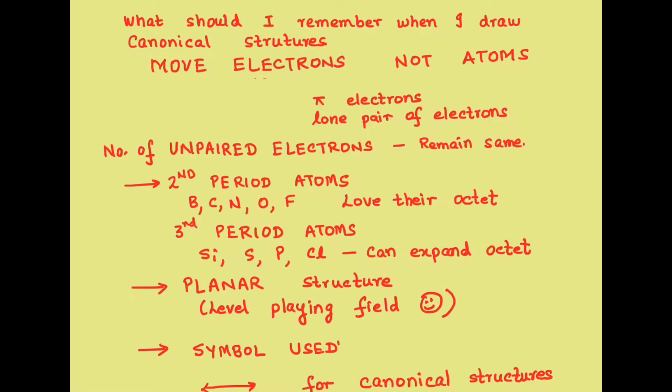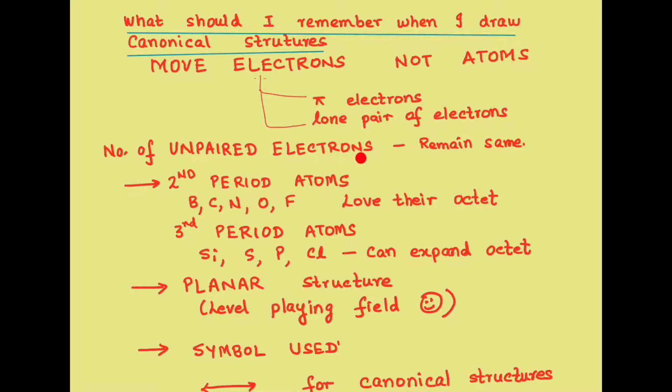So a quick overview of the points that you should remember when you are drawing the canonical structures. So the heading that I have given is, what should I remember when I draw canonical structures? First and foremost, move electrons, don't move atoms. What kind of electrons can you move? Yes, you can move pi electrons. Yes, you can move lone pair of electrons, right? You can also move single electrons, but you don't move atoms.